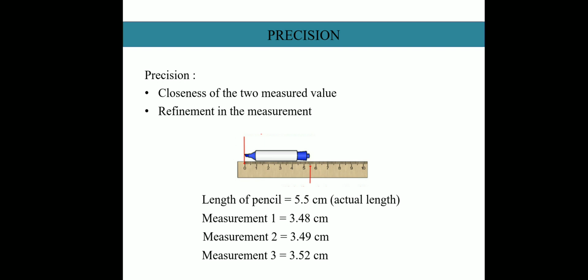So this is called precision actually. See, all the three values that we have measured, the three values that we obtained using our scale, all the three values are very close to each other. So remember, precision has nothing to do with the actual value. Okay, this is the actual length of the pencil, but we tried to measure it three times. So these three measurements are very close to each other. See, 48, 49 and 52, they are very close. So our measurements are very precise.